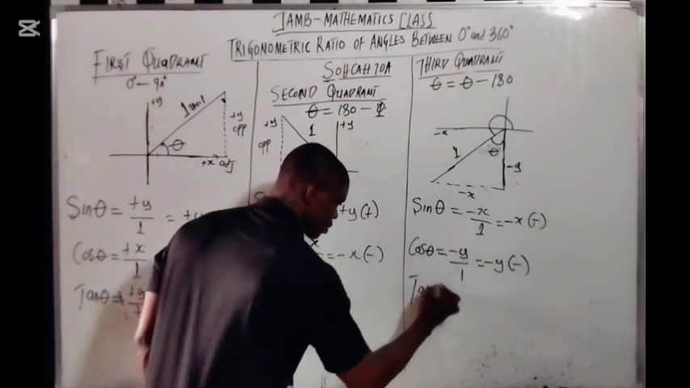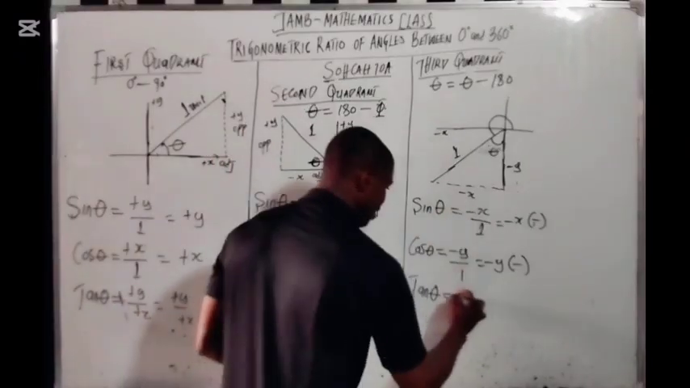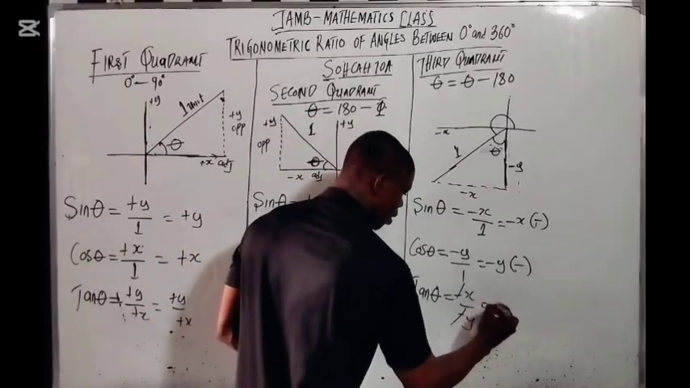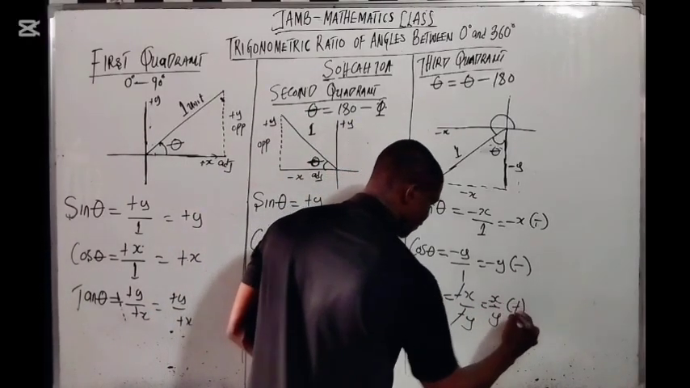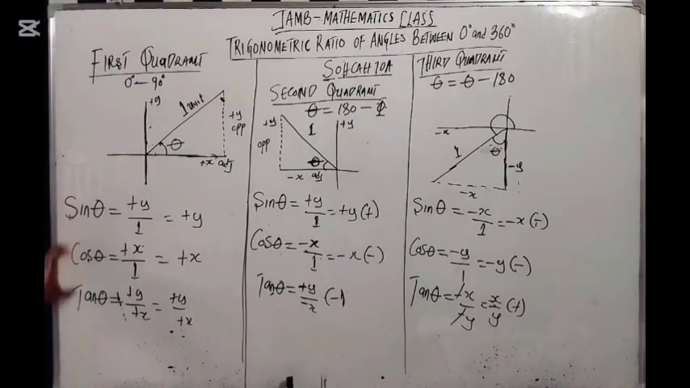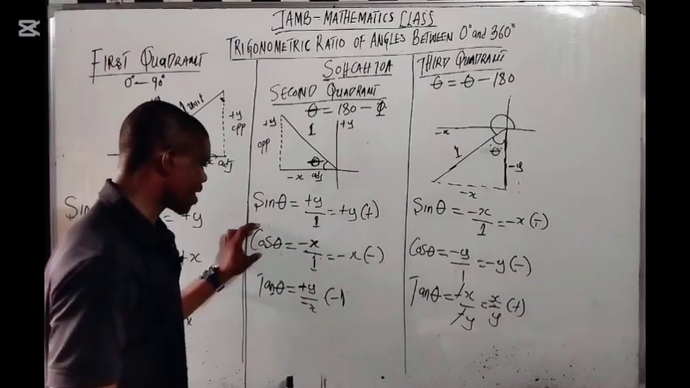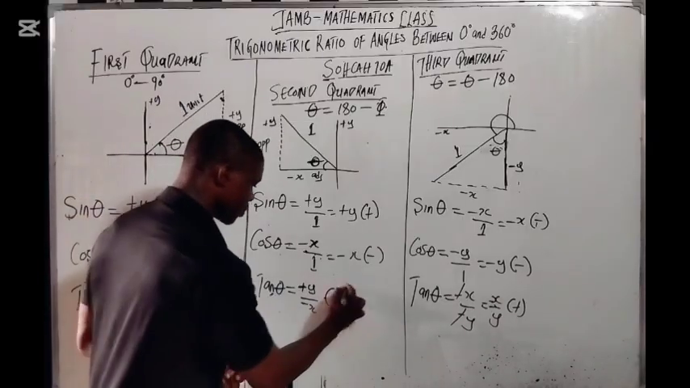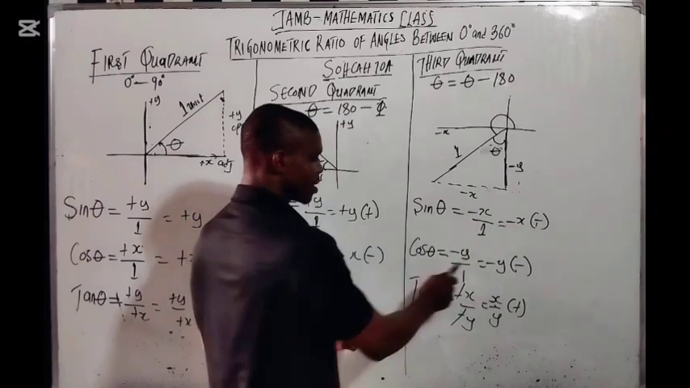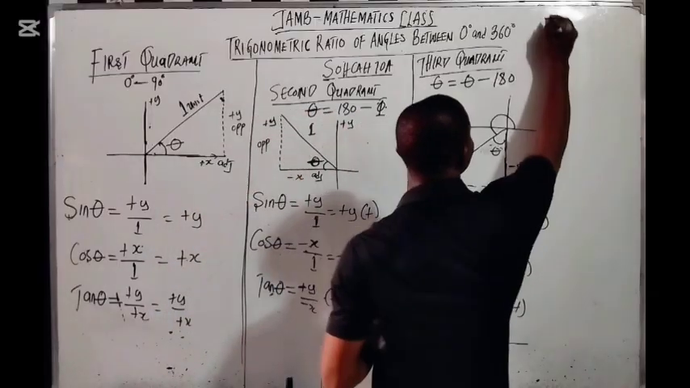Now we have tan theta, right? My tan theta is opposite over adjacent. Opposite, we have minus x over adjacent, which is minus y. The negatives cancel out, so we have x over y, which is positive. So look at it. In the first quadrant, all are positive: sine, cosine, and tangent. Here, only sine theta is positive, cos theta is negative, and tan theta is negative. Do you see that? Then here, sin theta is negative, cos theta is negative, and tan theta is positive.